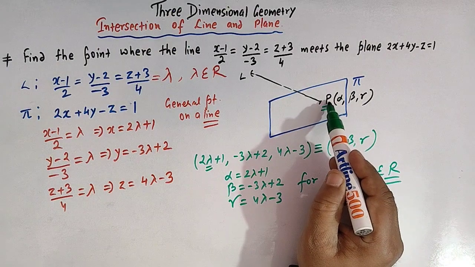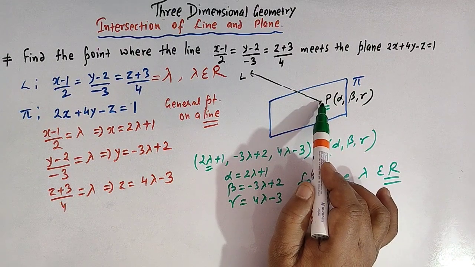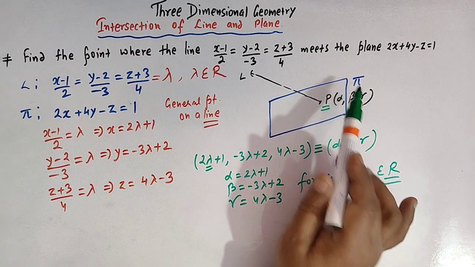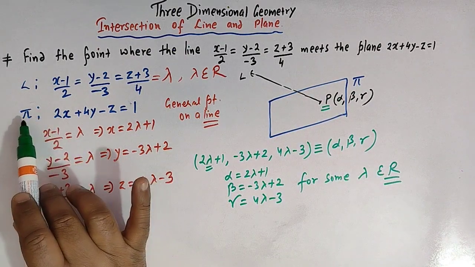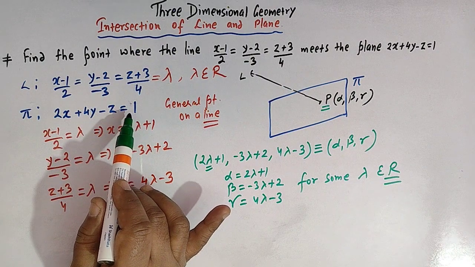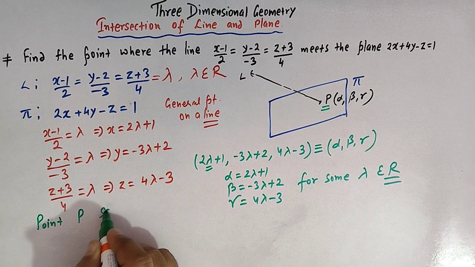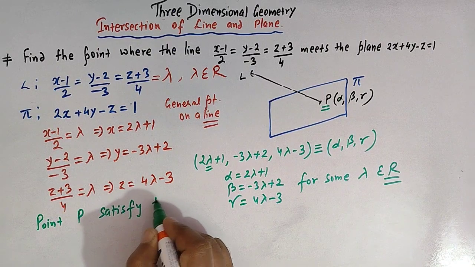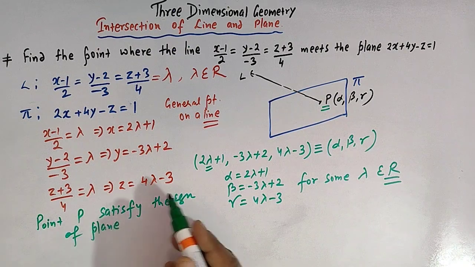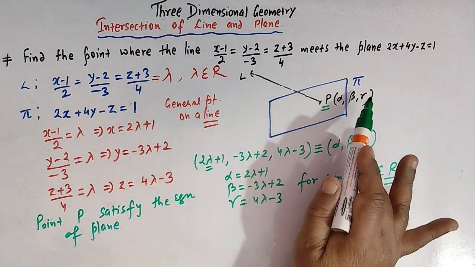Now this point P lies on the plane pi, because P is the point of intersection of the line L and the plane pi. So this point must satisfy the equation of the plane, which is 2x plus 4y minus z is equal to 1. So for x we can write alpha, for y we can write beta, and for z we can write gamma.